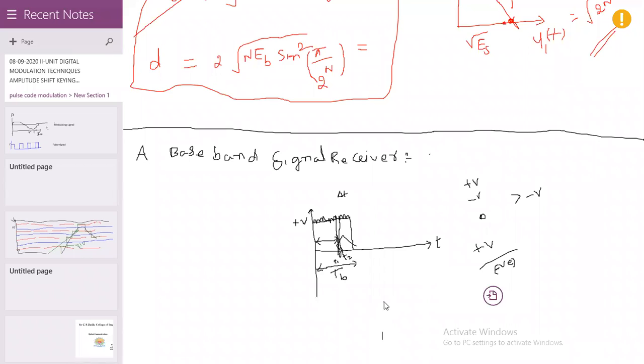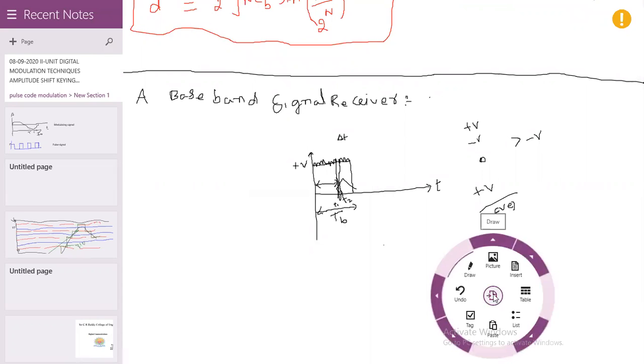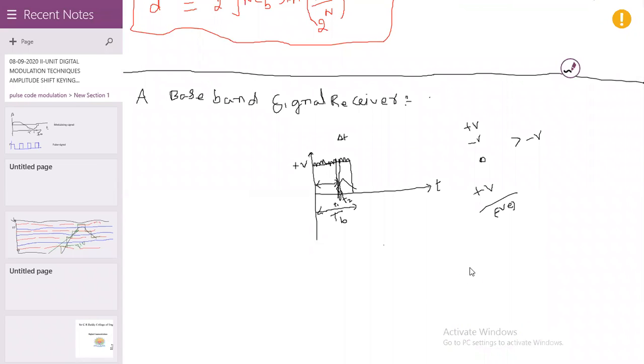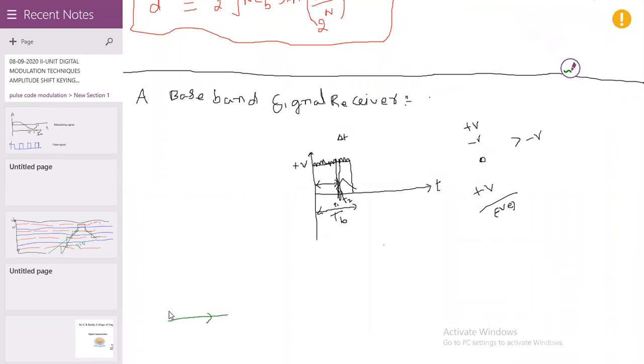So here we can observe the block diagram of the basic receiver. The important block in that receiver block diagram is an integrator. So here I will draw that signal. The received signal is the input signal here. So we can represent Vi of t as the input signal, that is the data signal.